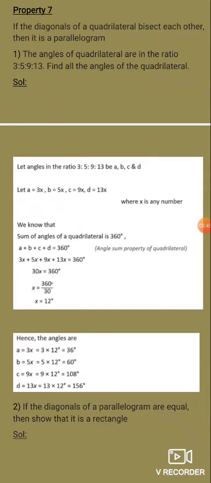x is equal to what? 360 by 30, which is equal to 12 degrees. Now each angle. First, A is equal to 3x, that is 3 into 12 is equal to 36 degrees. B is equal to 5x, 5 into 12 is equal to 60 degrees. C is equal to 9x, 9 into 12 is equal to 108 degrees. And D is equal to 13x, 13 into 12 is equal to 156 degrees. Clear? So this one is important and also simple.